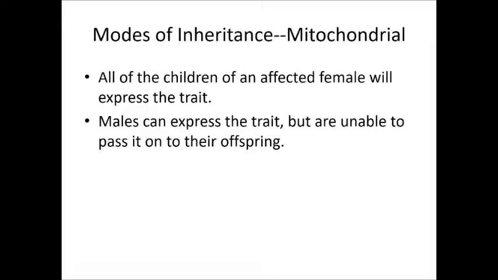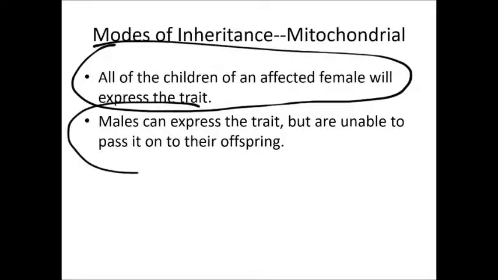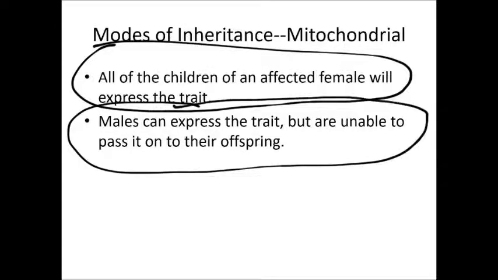So the way mitochondrial traits are inherited, they're always inherited from the mother. They usually affect metabolism. All of the children of an affected female will express the trait. Again, you only have one version of the mitochondrial chromosome. It doesn't matter if it's dominant or recessive because there's only one of them. If you have that chromosome, you will be affected by all the genes on it. Males can express these traits, but they can't pass them on.